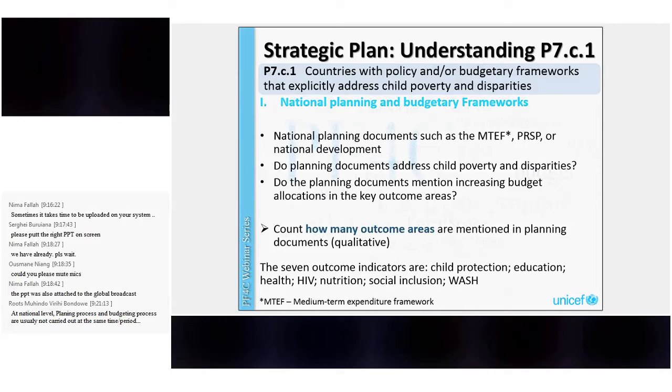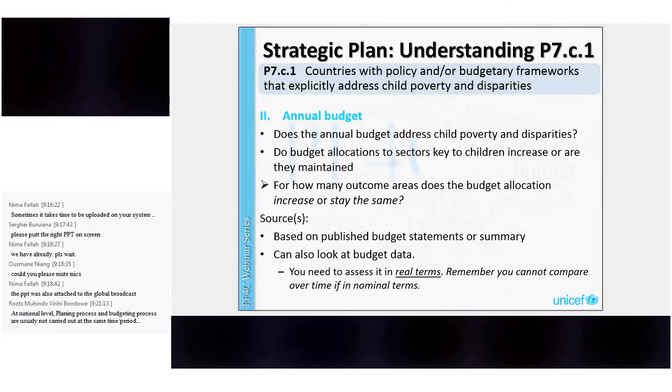If all of the 7 outcome areas listed here, but you'll know them well, then you give that country a score of 4. If it's less than 7, you apply the table that you saw on the slide before, which is also in the guidance. Right, the annual budget's a bit trickier.